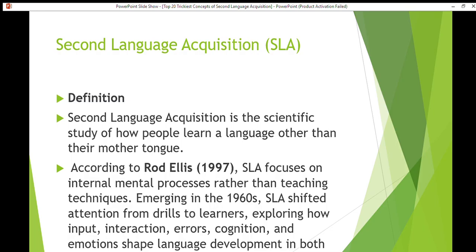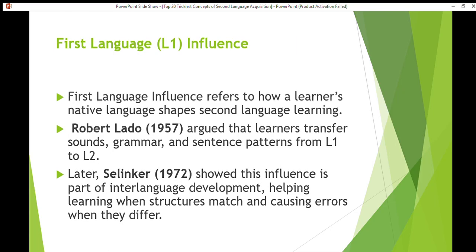For example, a Pakistani student learning English in school is going through SLA. First language influence. First language influence refers to how a learner's native language shapes second language learning. Robert Lado in 1957 argued that learners transfer sounds, grammar, and sentence structure from L1 to L2. Later on, Selinker showed this influence is part of interlanguage development, helping learning when structures match and causing errors when they differ.